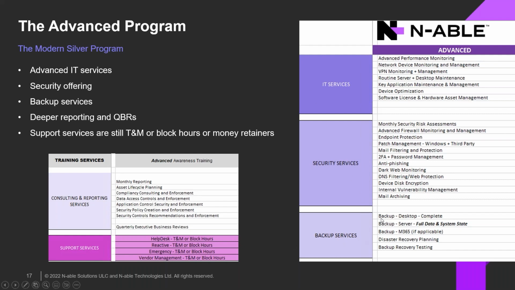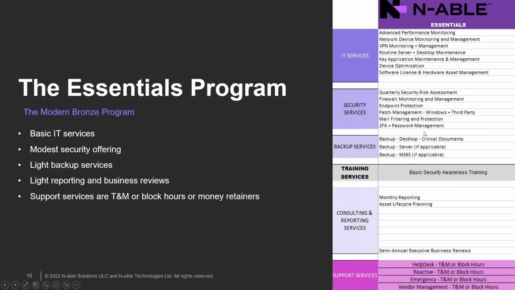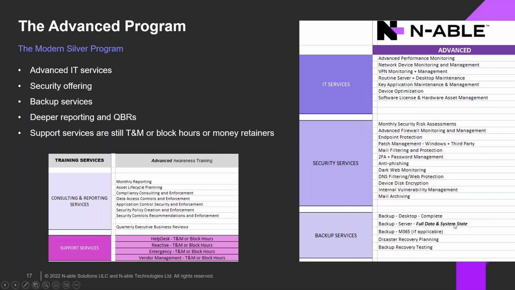For backup services, obviously we've got backup, desktop complete, backup server, full data, system state, bare metal, right? If we go back one, critical documents, kind of just entry level backup for documents. Okay. Here we have full data, right? At this point, if you're offering something like the advanced program, they probably have something like Microsoft 365, disaster recovery planning, and BDR testing, right? Now, it would be up to you if you would want to do something like time and material on testing, or you could even include that as part of your advanced offering.